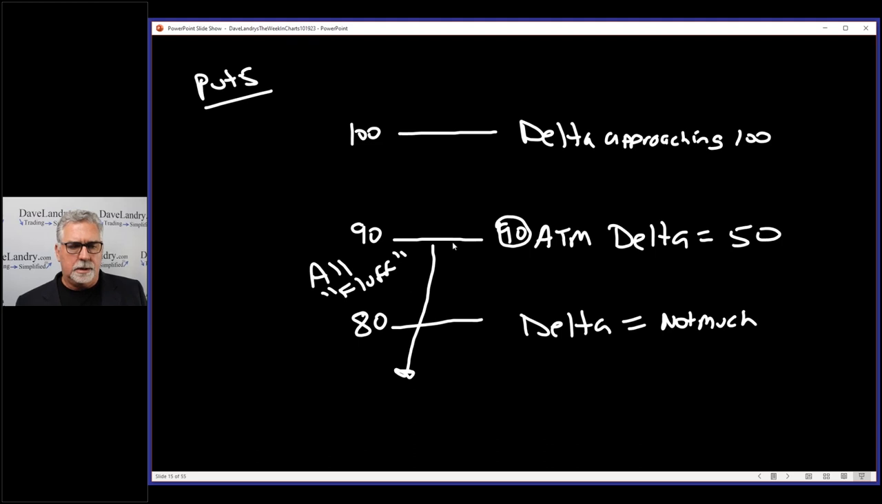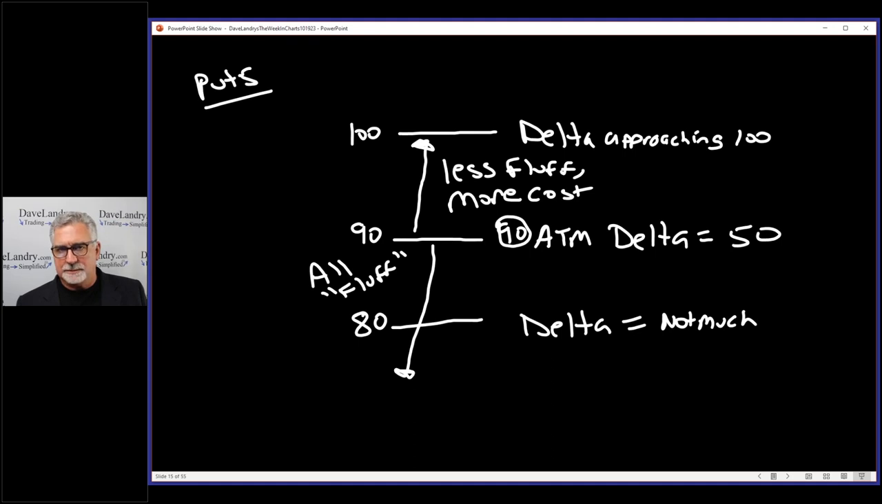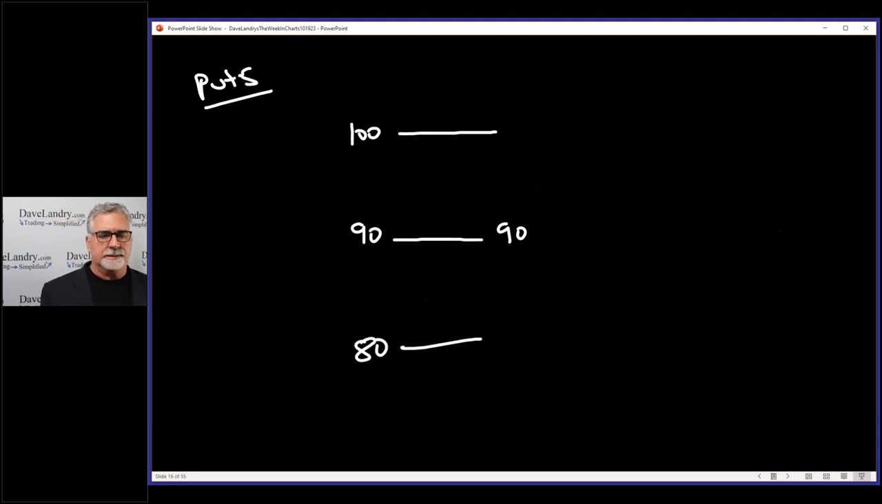Now, anything below 90 is all fluff, okay? So if they want $5 for this 80 option, that's 100% premium, or fluff. It has no intrinsic value whatsoever. Now, anything above 90 on a put is going to have less fluff, or less extrinsic value, but it's going to cost you more because it's going to be worth more on an intrinsic basis.